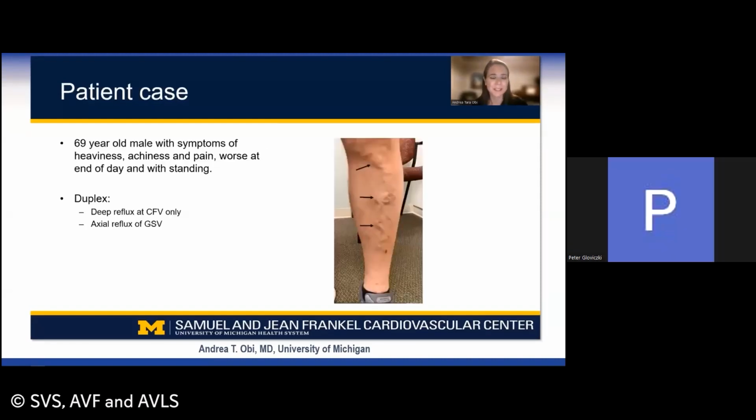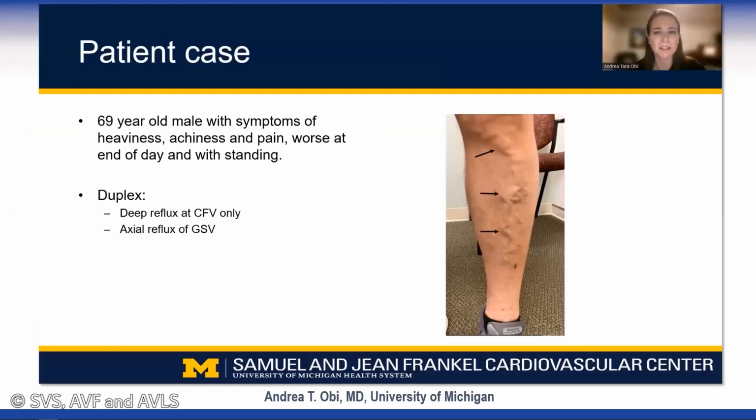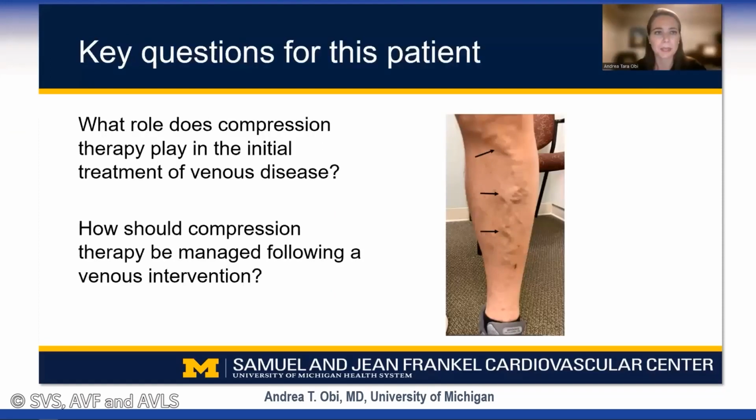So I'll start with a patient case. This is a 69-year-old male who presented to my clinic with symptoms of heaviness, achiness, and pain, which is worse at the end of the day with standing. The location of his symptoms was predominantly over this large pretibial varicosity highlighted by the arrows on the right. His duplex showed deep reflux in the common femoral valve only, and then axial reflux of the entire great saphenous vein, which was feeding this tributary bed.